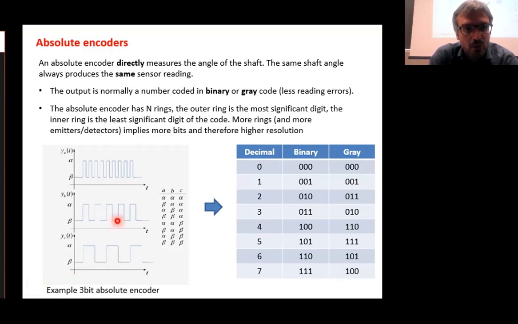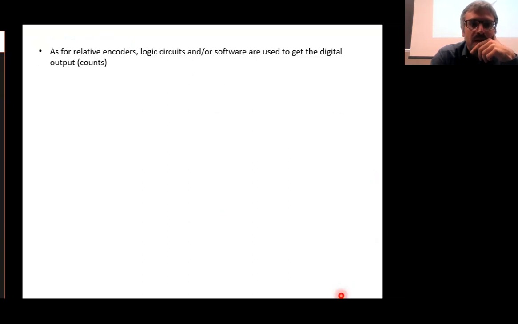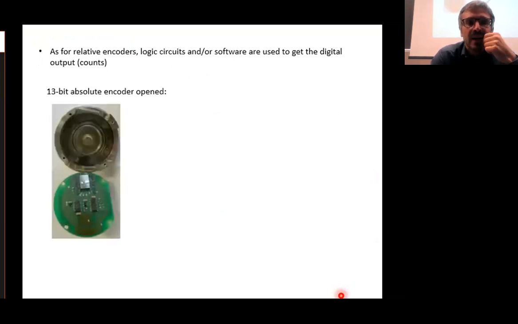But this is good to show you the difference between the binary code and the gray code. With 3 rings, we are able to generate 8 binary numbers. And you will see here that between this number and this number, this bit becomes 0 and this one becomes 1. So you have 2 changes, while here in the gray number, only 1 bit is changing. So if there is some noise associated with the reading because of external noise, it's less prone to error. And as in the case of relative encoders, there are circuitry and software needed to get the digital output.